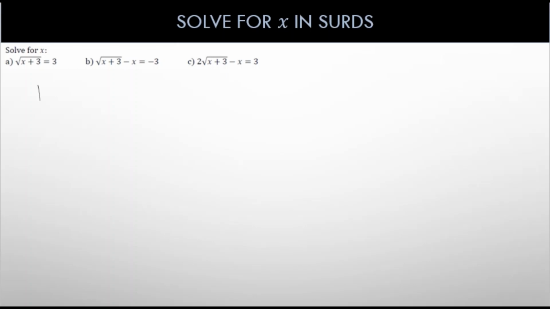Okay, fine. I have root x plus 3 is equal to 3. So a straightforward one, what we do is square both sides. Here I'll have x plus 3 because I'm just removing the square root, and here I have 9, and then we just solve for x. So x is equal to 9, and if you take the 3 to the other side, it becomes negative, so 9 minus 3 is going to be 6. So x is 6.